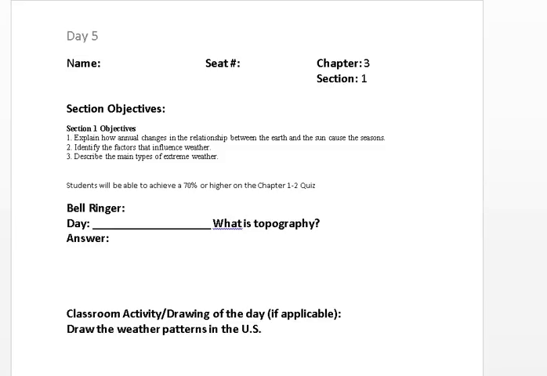Today's lecture will be over Chapter 3, Section 1, Objectives. Number 1, explain how annual changes in the relationship between the Earth and the Sun cause seasons. Number 2, identify the factors that influence weather. And number 3, describe the main types of extreme weather.